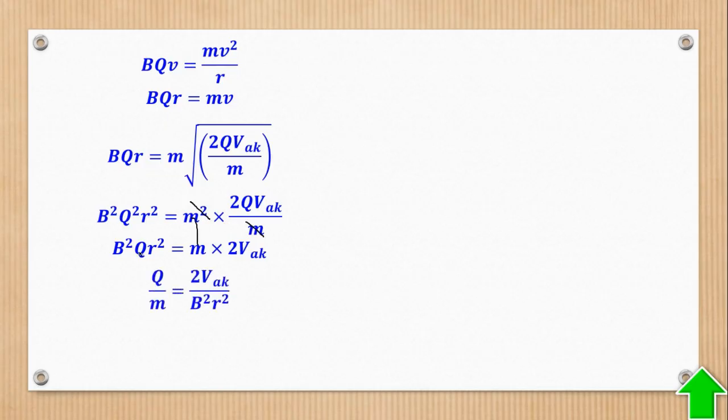Then I have to make Q over M the subject. So take this M this side to come up with Q over M equal to 2VAK, which is here, and this one goes down, this one also goes down. So that is the expression of the charge to mass ratio they wanted you to derive.